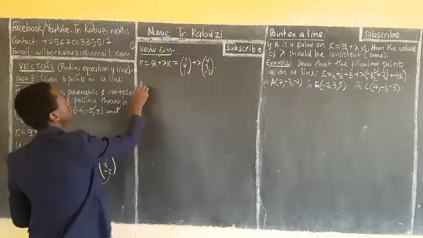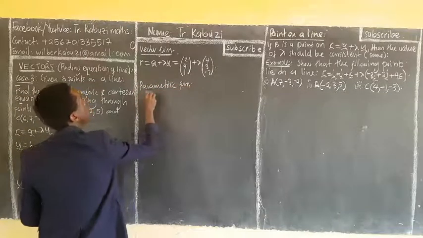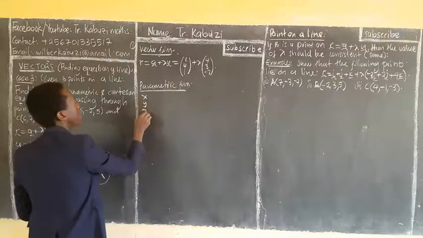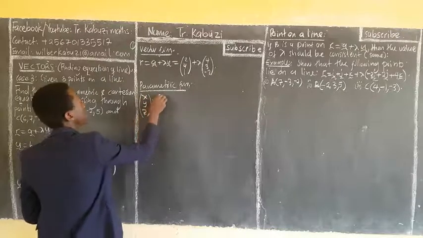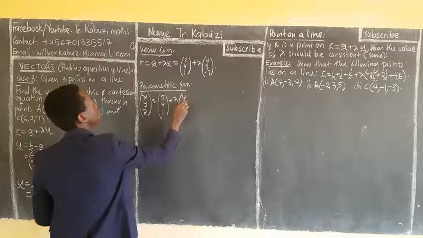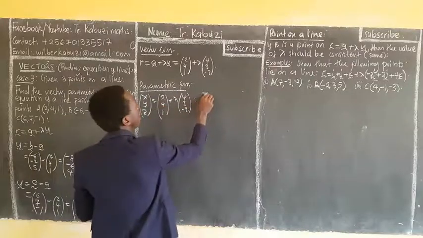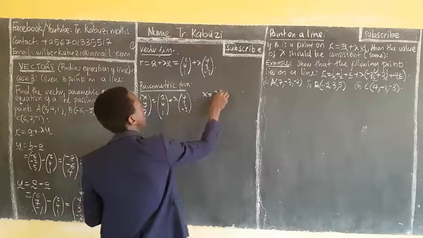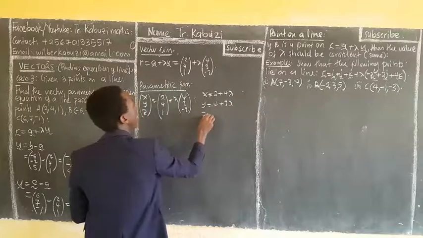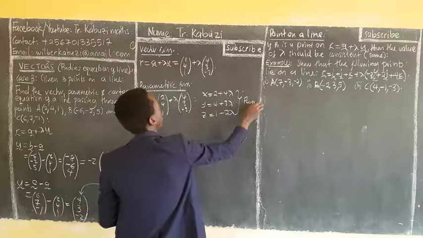Then when I come to parametric, I express this in the form of x, y, z. My equations are now: x will be 2 plus 4 lambda, my y will be 4 plus 3 lambda, then my z will be 1 minus 2 lambda. These are all the parametric equations.